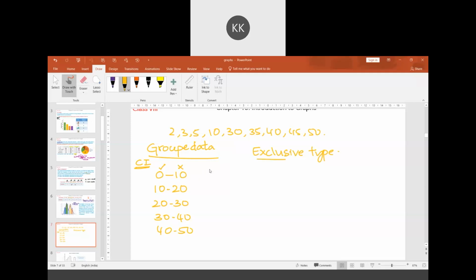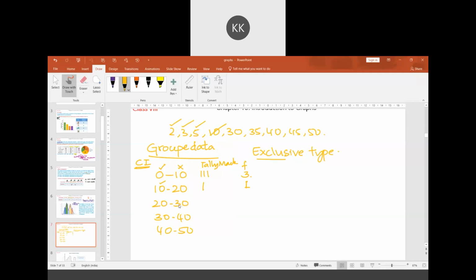Coming to the exclusive type, in 0 to 10, how many are there? You just see. This is 1, 2, 3. Only 3 are there. So we will write a tally mark for that: 2, 3, and 5. The frequency is 3. 10 to 20, as I suggested, in the second class interval, 10 is to be considered, 20 is not to be considered. So 10 should be considered. So this is 1. Only 1 is there.